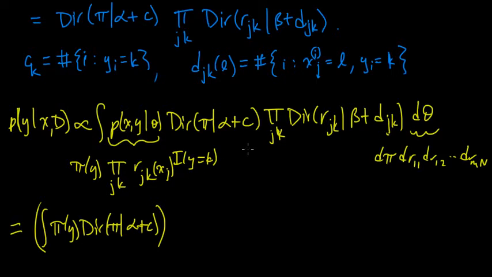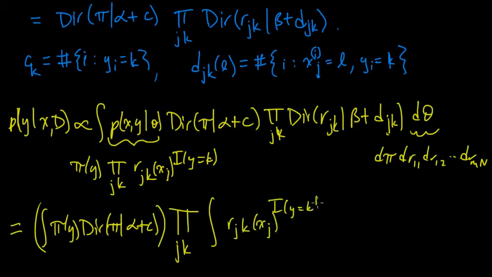So all these guys factor, so we can go ahead and write this as a product over of the integrals of r_jk to the x_j to the indicator y equals k times the Dirichlet for that r_jk. So it's Dirichlet of r_jk with parameter beta plus d_jk. And I should have written here what we're integrating with respect to in this part. Let me squeeze it in there.